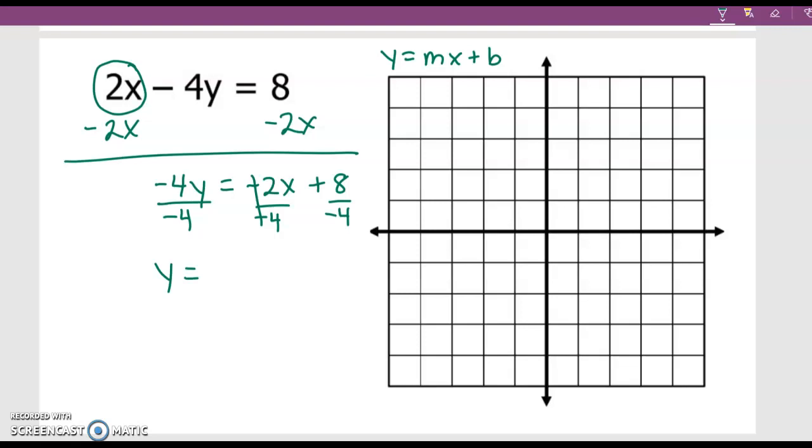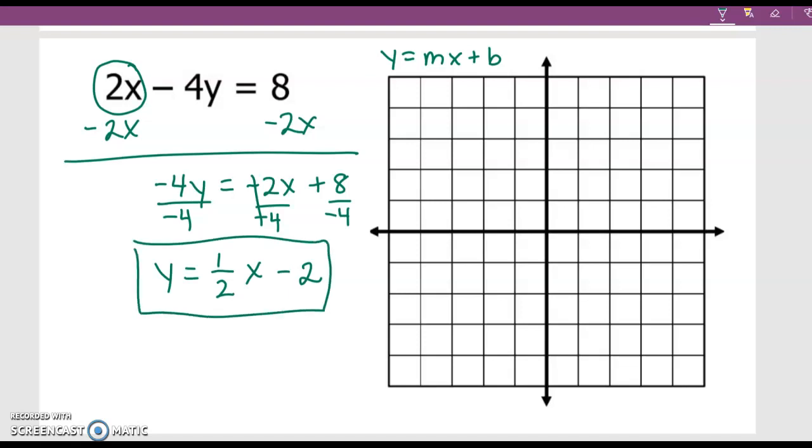But what will it reduce to? Well, 2 will go into both of these. 2 goes into 2 once, and 2 goes into 4 twice. So 2 over 4 reduces to 1 over 2. And then 8 divided by negative 4 is negative 2. And now that we have it solved for y, it's in slope-intercept form.